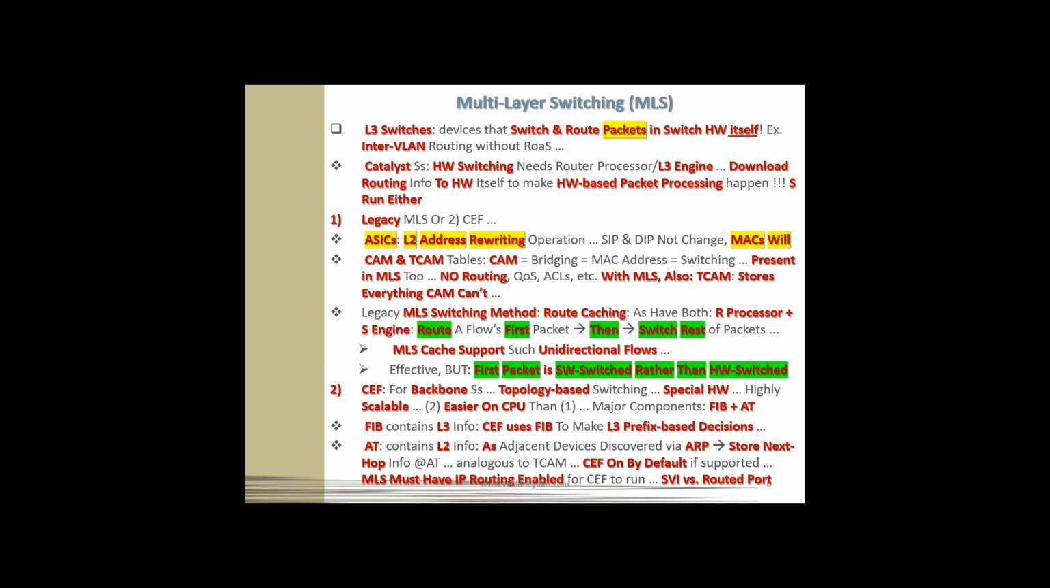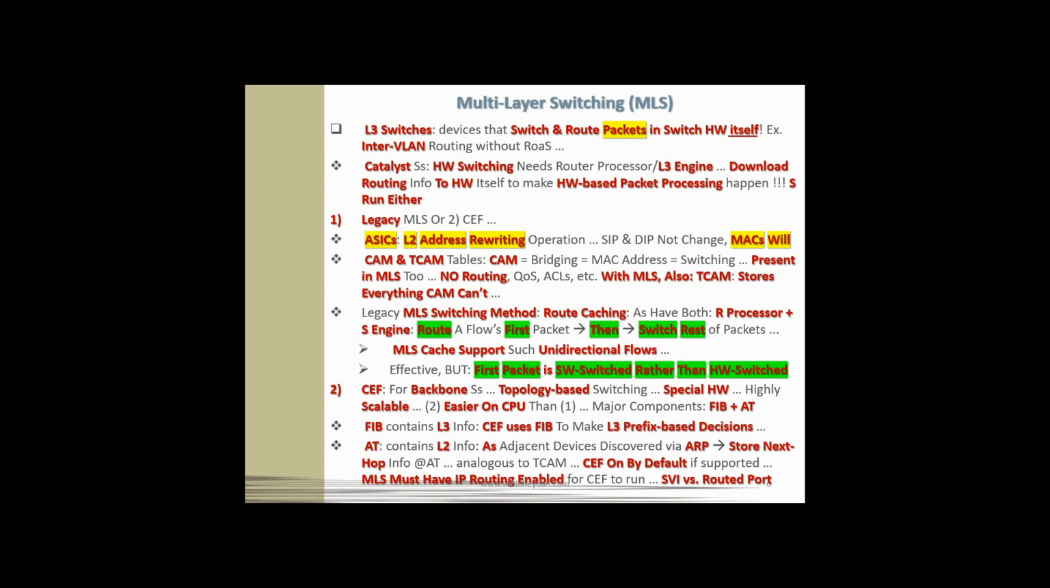And now we move on to our second MLS switching method, that is Cisco Express Forwarding, a very highly popular method for MLS switching that is primarily designed for backbone switches, a topology based switching method. And CEF, this topology based switching method requires special hardware. No surprise, you have seen that with these advanced switching methods, we always need special hardware.